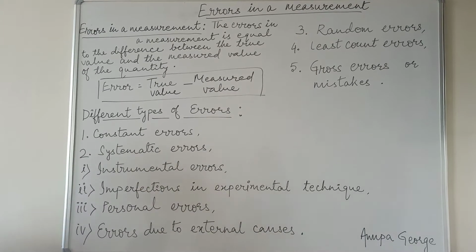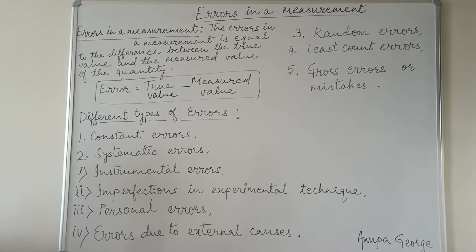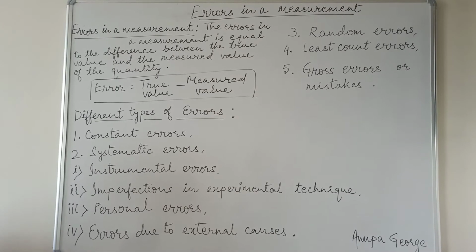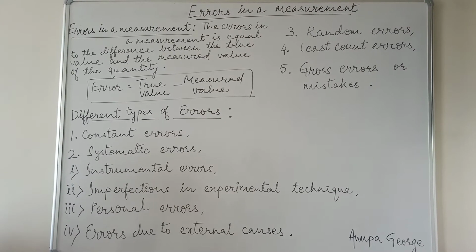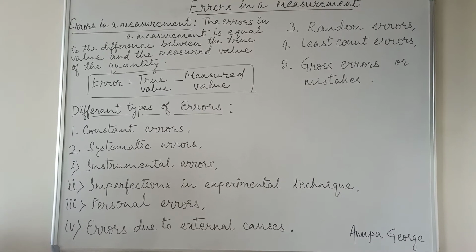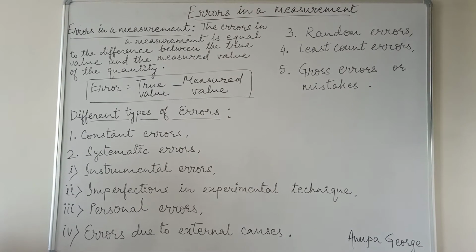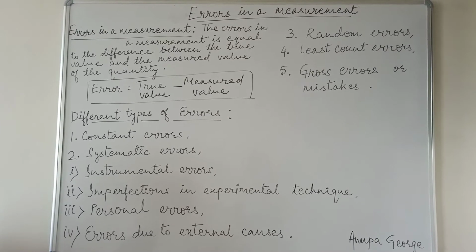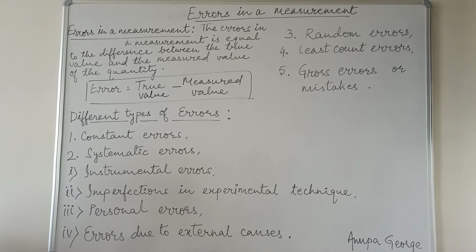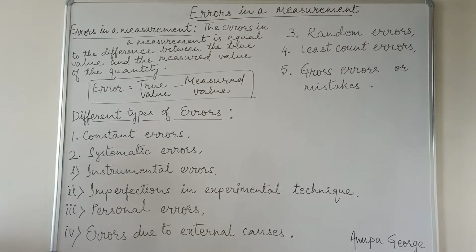Now, let's see what instrumental errors are. These errors occur due to the inbuilt defect of the measuring instrument. For example, wearing of the meter scale at one end, zero error in a vernier calipers, etc. This error can be detected by measuring a physical quantity with two different instruments of the same type, or by measuring the same physical quantity by two different methods.